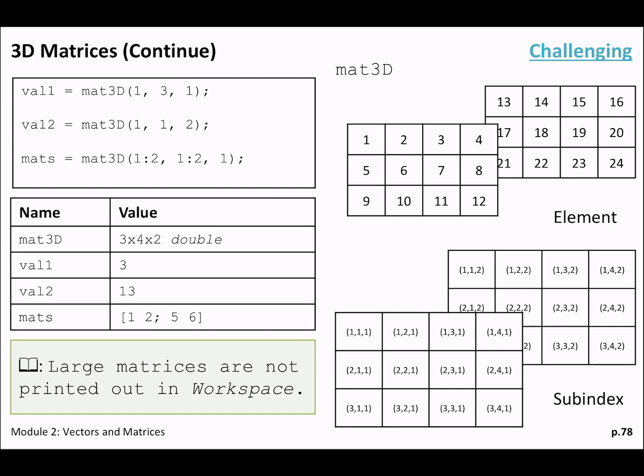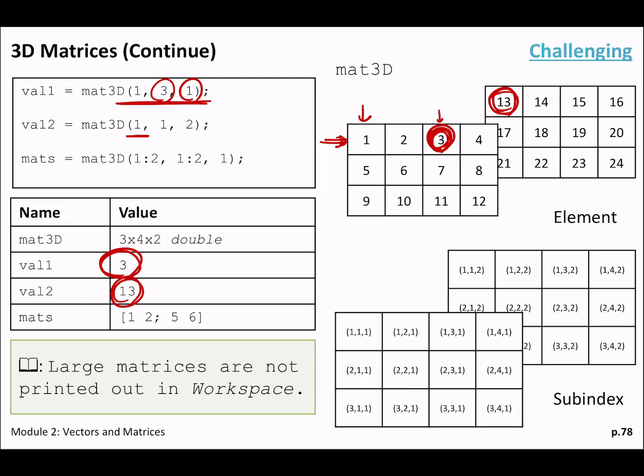Let's look further at how to access those values. That's exactly the same as the one used in the 2D matrix. Here, the meaning of this one is: first row, third column, and then first layer, that is a 3. Okay. What about this one? First row, first column, and then second layer, that is 13.